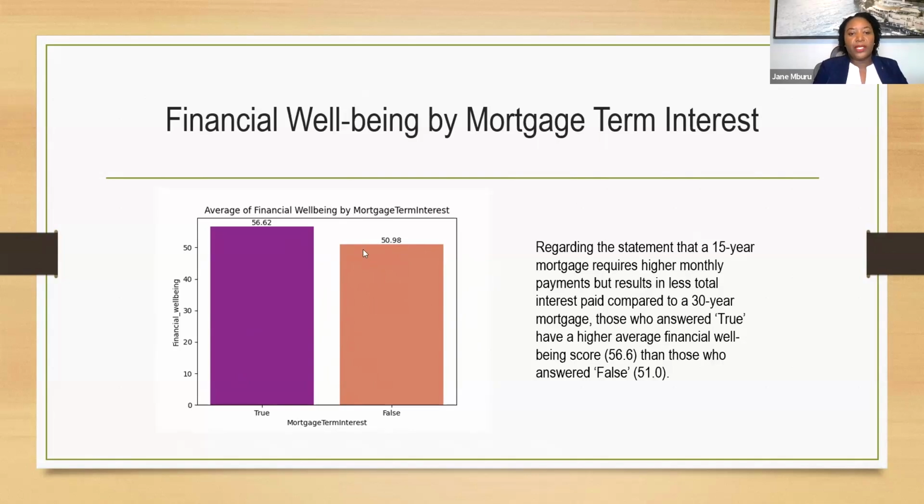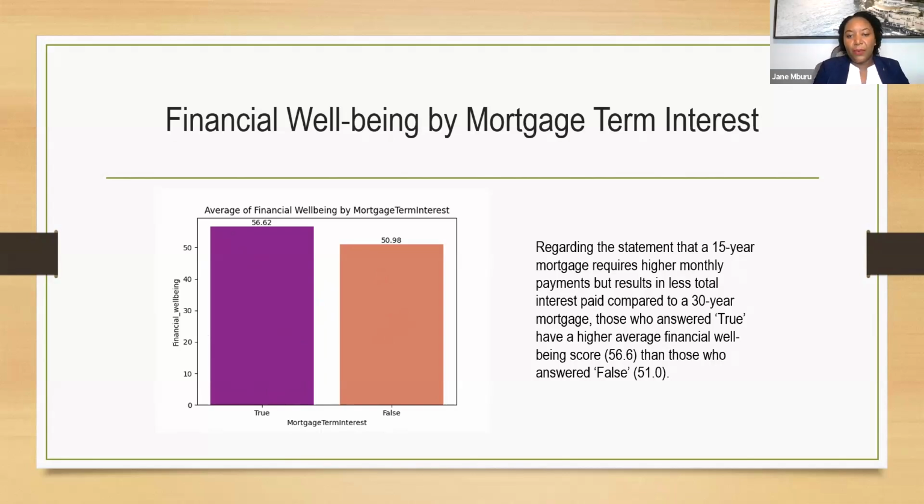Again, this was a question that was asked to the participants regarding the differences between a 15-year mortgage and a 30-year mortgage. Now, those who answered true to the question have an average of 56.62 financial well-being score, while those who answered false have an average of 50.98.